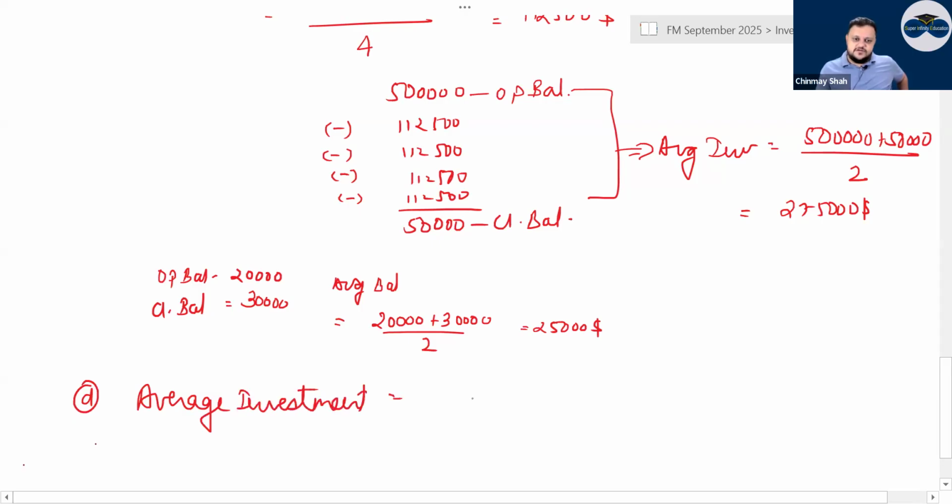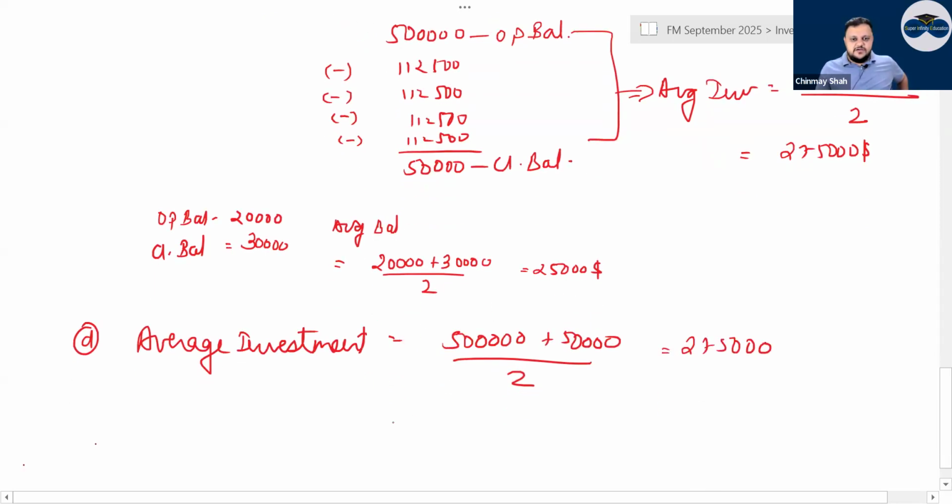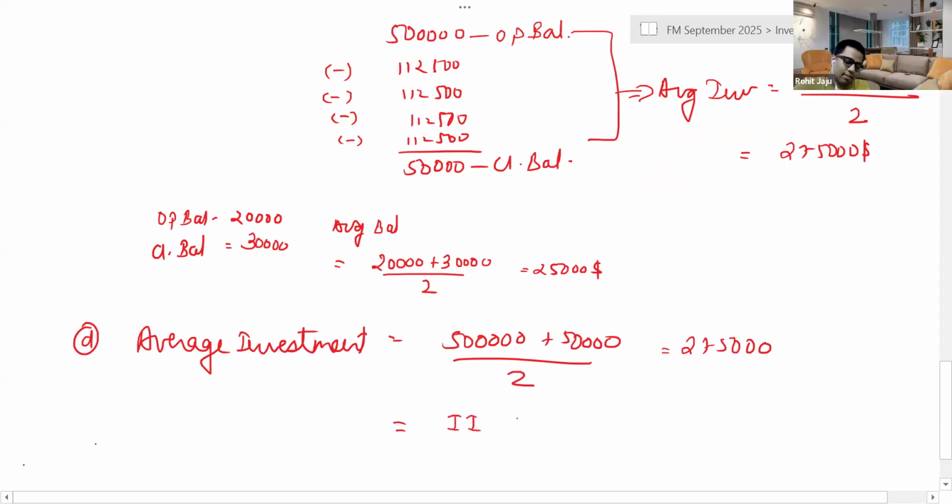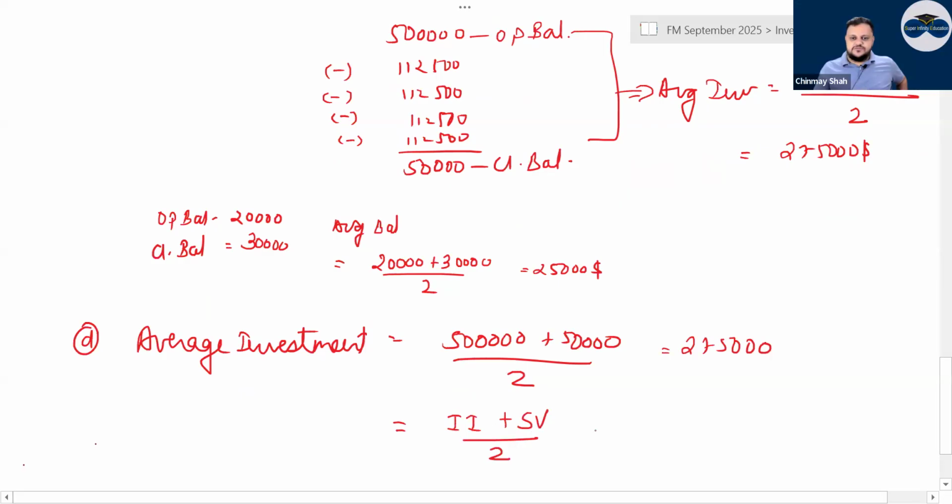Average investment is equal to what? 500,000 plus 50,000 by 2, which is 275,000. Or if I have to derive the formula, tell me: 500,000 is the initial investment, and 50,000 is the scrap value. So average investment is initial investment plus scrap value by 2. That gives 275,000.